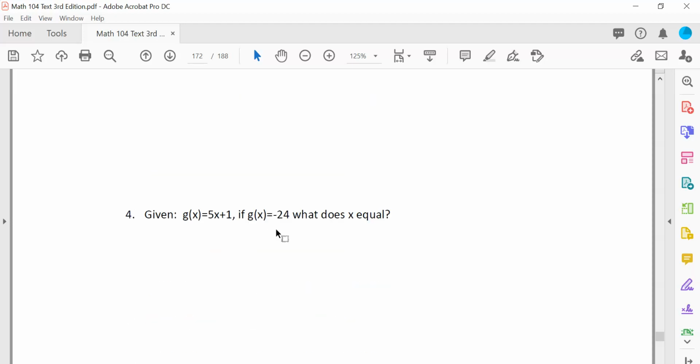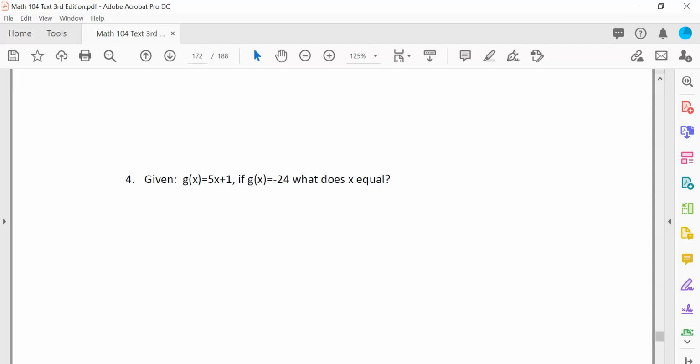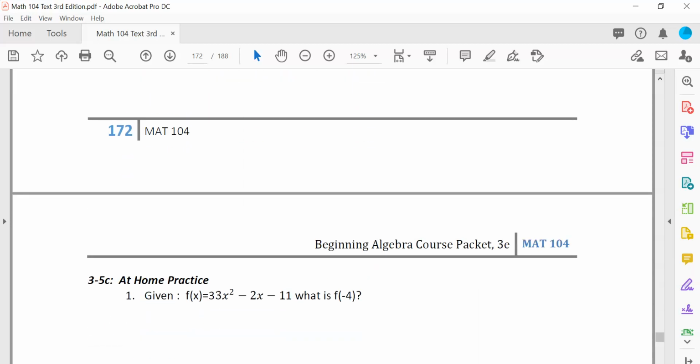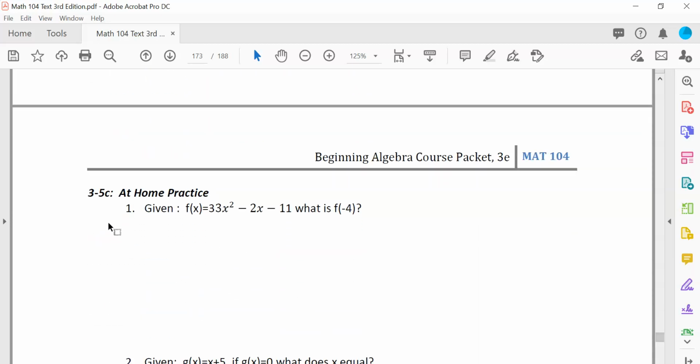Now, obviously, as you're studying for 3.5, a great way to study is to do all of these at-home practice problems, not just 3.5C, but also 3.5A, 3.5B, and then check your answers in the back of this course packet.